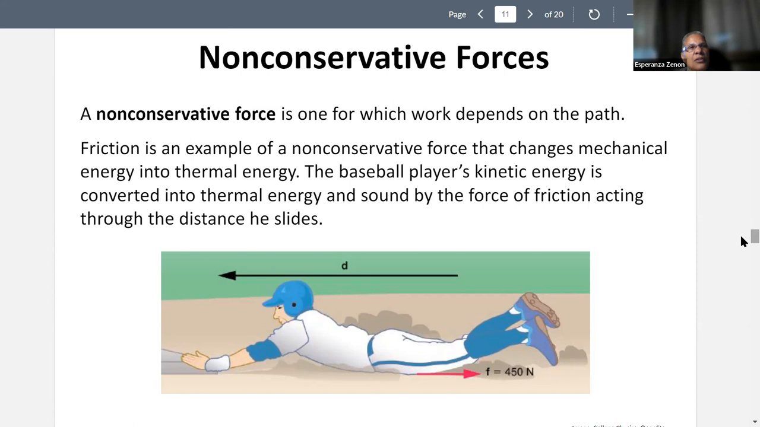It matters how you go from start to finish when you're dealing with a force like friction, because the friction force allows you to change energy or motion into heat, for example. And so it matters how long the path is.